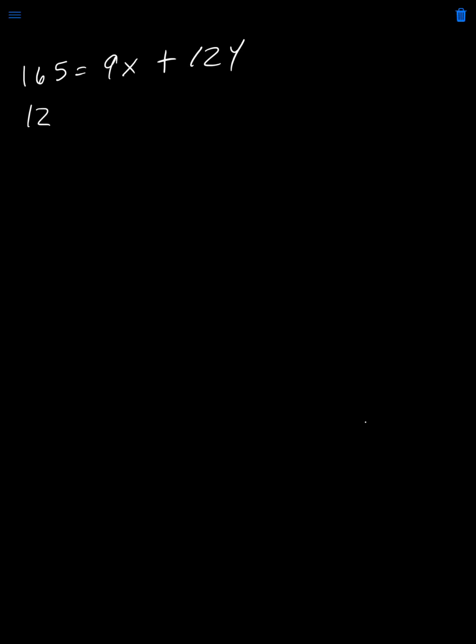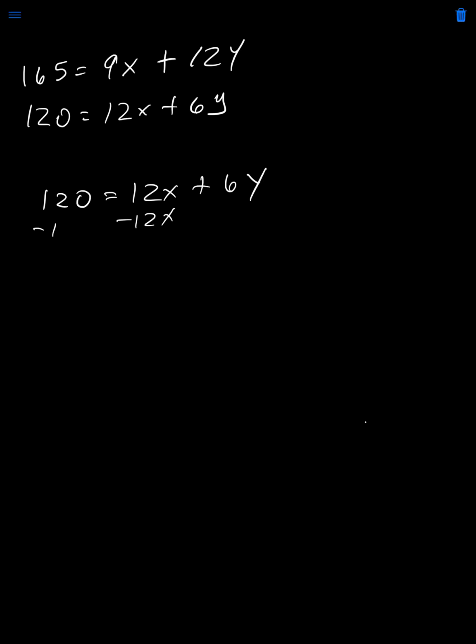Okay, let me rewrite this whole thing. It's 165 is equal to 9x plus 12y, and then 120 is equal to 12x plus 6y. Jeez. So I tried to do the elimination method, so let me just go ahead and do the substitution method, because I feel that's probably the better way to go here. 12x plus 6y.